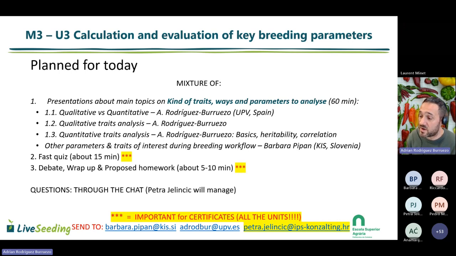And for questions, as in all the units, please use the chat, because it is more efficient to manage it this way. In case we forgot or missed some of the comments or questions, Petra will manage and remind us of the questions still to be answered. And if we have no time during this session, don't worry, because we will revise and provide the answers in the next days.